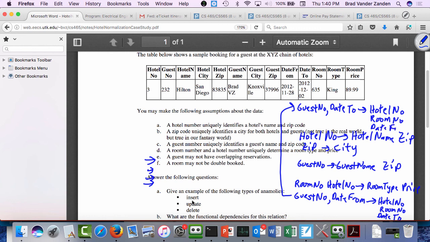So in fact, E determines 2 functional dependencies, or sets up 2 functional dependencies. I'd expect both on an exam or a homework assignment. Okay, and finally, a room may not be double booked.